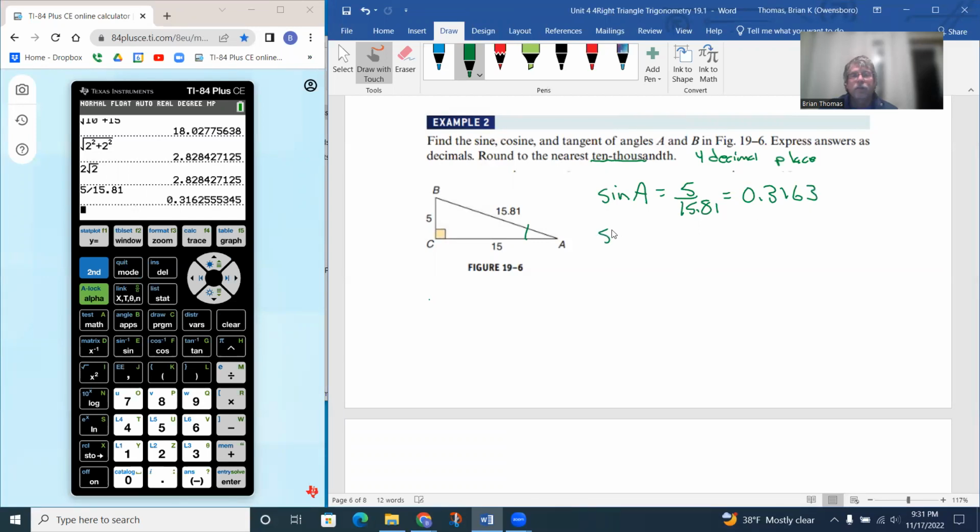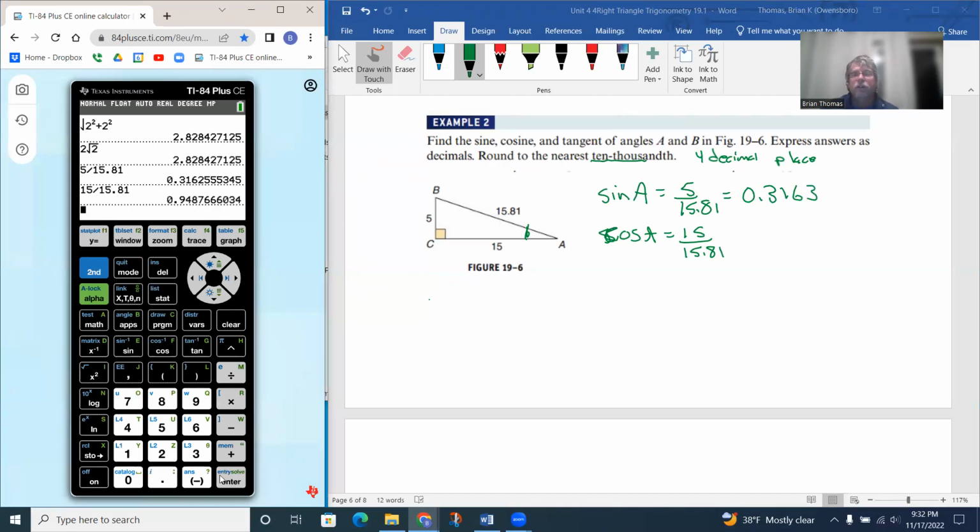If I do the cosine of A, again, we're talking about A still. Now the 15 is what we're focusing on. That's the adjacent, and it's going to be over the hypotenuse, which is the 15.81. So I'm doing 15 divided by 15.81. It's going to be to the 10,000th place, again, 4 decimal places. That's the way it was back in the day when I was using tables, they were 4 decimal places. So I guess that's why they're doing it this way too. So that's going to be 0.948, and the 7 is going to change to an 8 as well.